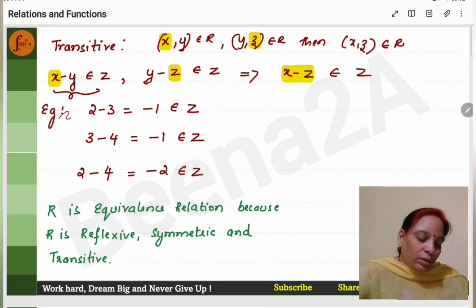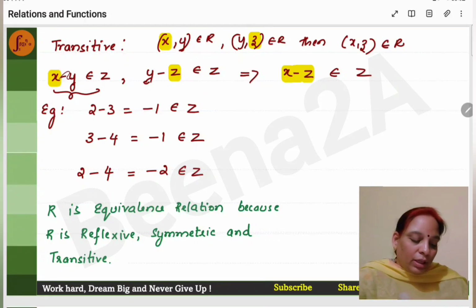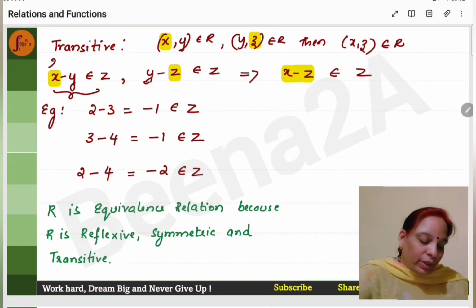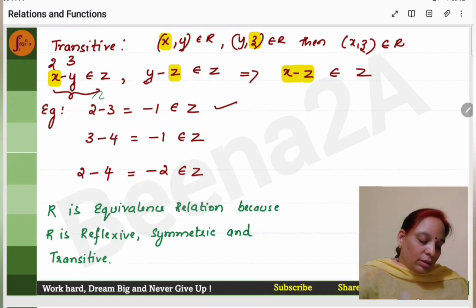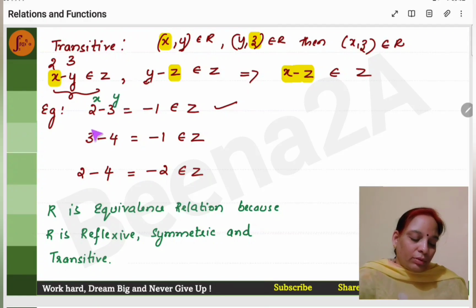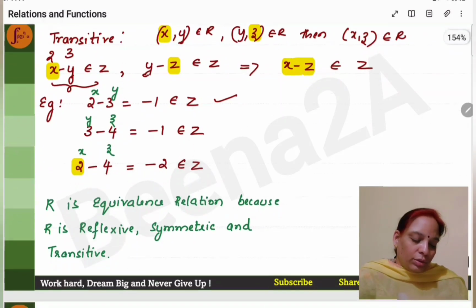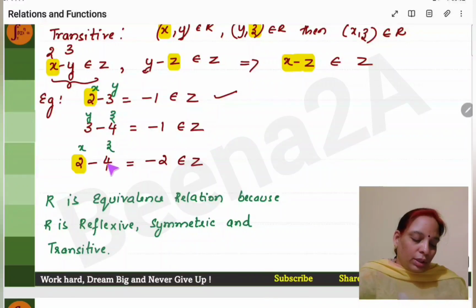Now let's take an example and figure it out. If I take x as 2 and y as 3, I'll get 2 minus 3 is equal to minus 1, which belongs to Z. Now next is the y, z combination. This is x, this is y. So I'll take y as 3 and z as 4. So 3 minus 4 is minus 1. Now what should happen? The x, z combination. x is 2 and z is 4. So 2 minus 4 is minus 2, which belongs to Z.